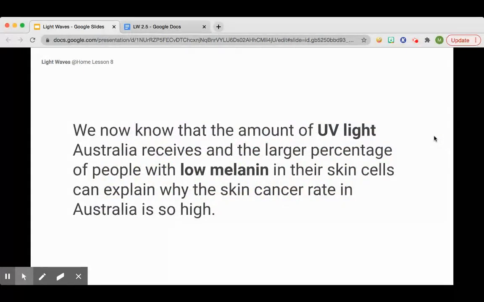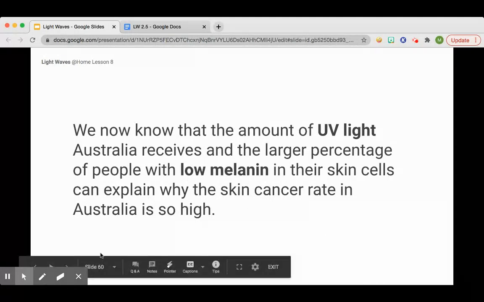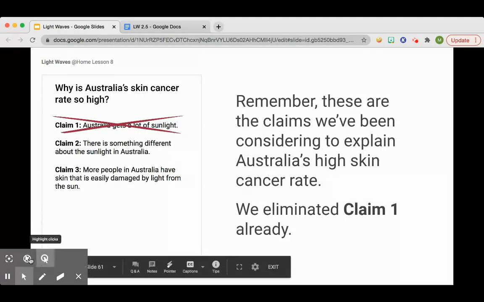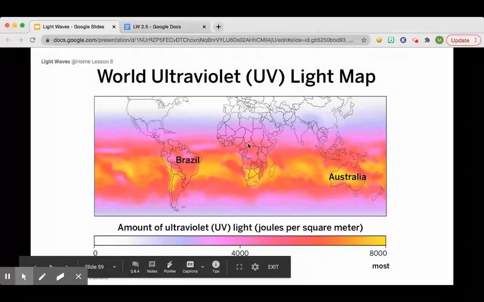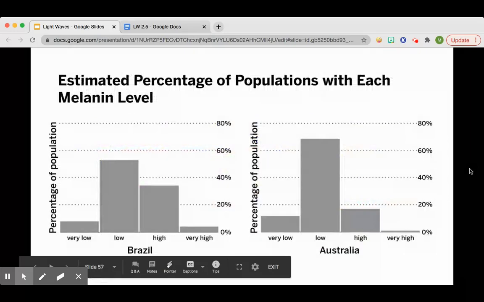Okay, so we know that the amount of UV light Australia receives and the larger percentage of people with low melanin in their skin cells can explain why skin cancer rate in Australia is so high. So when we look at this, Australia is mostly in this yellow, which is very high, whereas Brazil is more in these reddish pink. So Australia gets more UV light, which now we know.